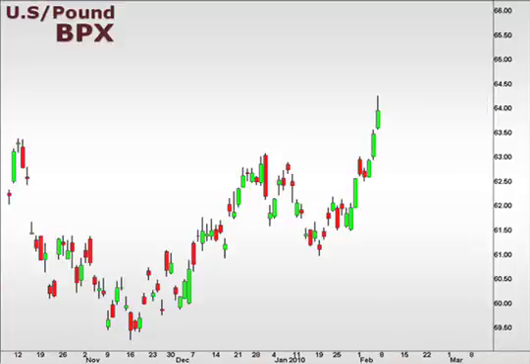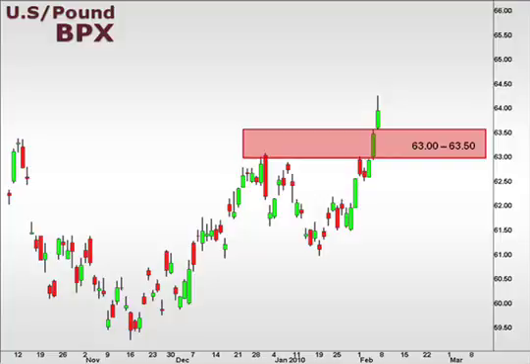Let's take a look at the US dollar versus the pound. Well, we've been looking at the possibility of a declining wedge forming, which traditionally precedes a continuation to the upside. And last week we saw a little bit of a break above a little flag formation outside of the wedge that had us targeting the 63, 63.5 box.